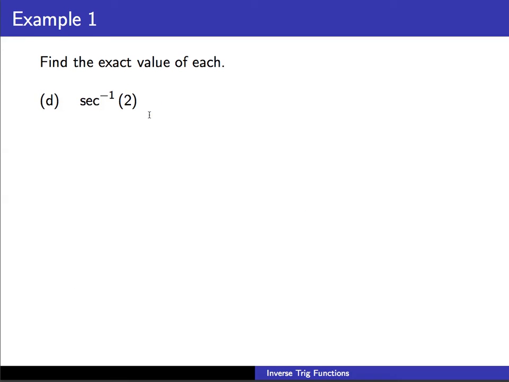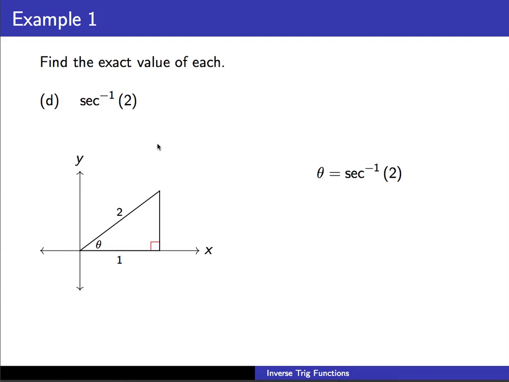All right, finally, part D, inverse secant of 2, or inverse secant of 2 over 1. It is a positive ratio here for the 2, so our angle will be in the first quadrant. What we're asking is what angle in the first quadrant, if we took the secant of it, would give us back a 2 in return, or r over x is 2 over 1. So taking the inverse secant of 2, that's a 60 degree angle.